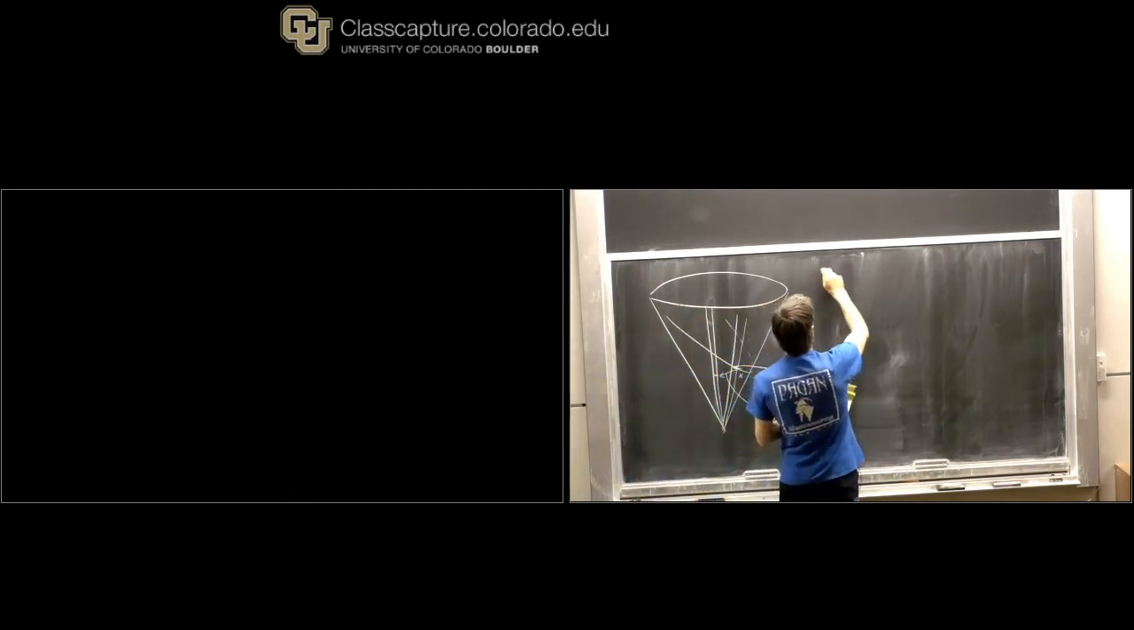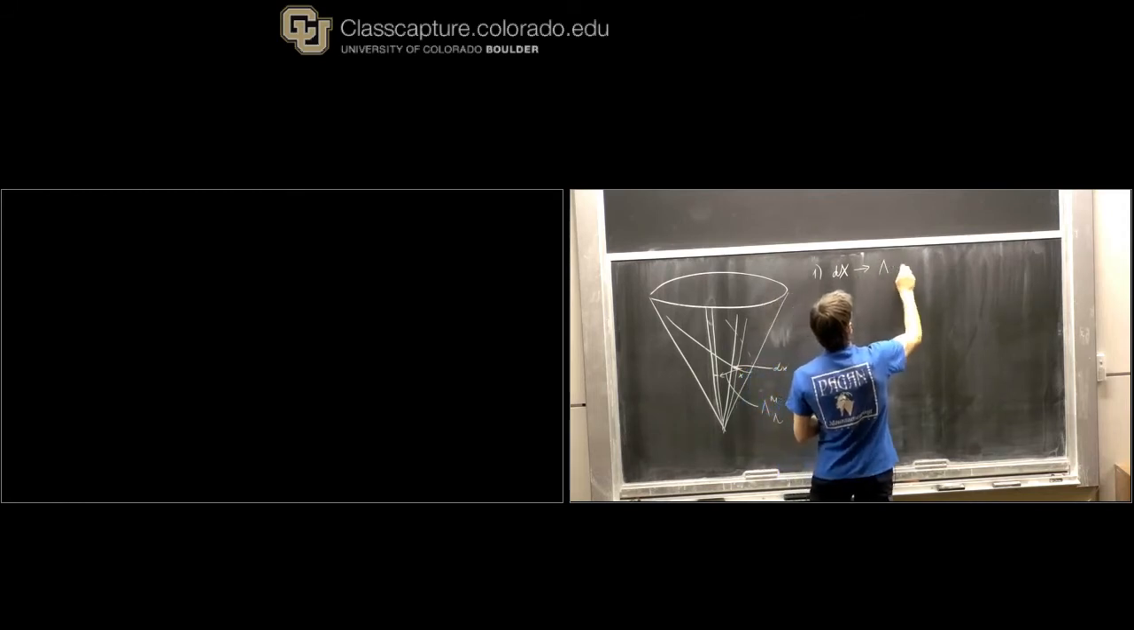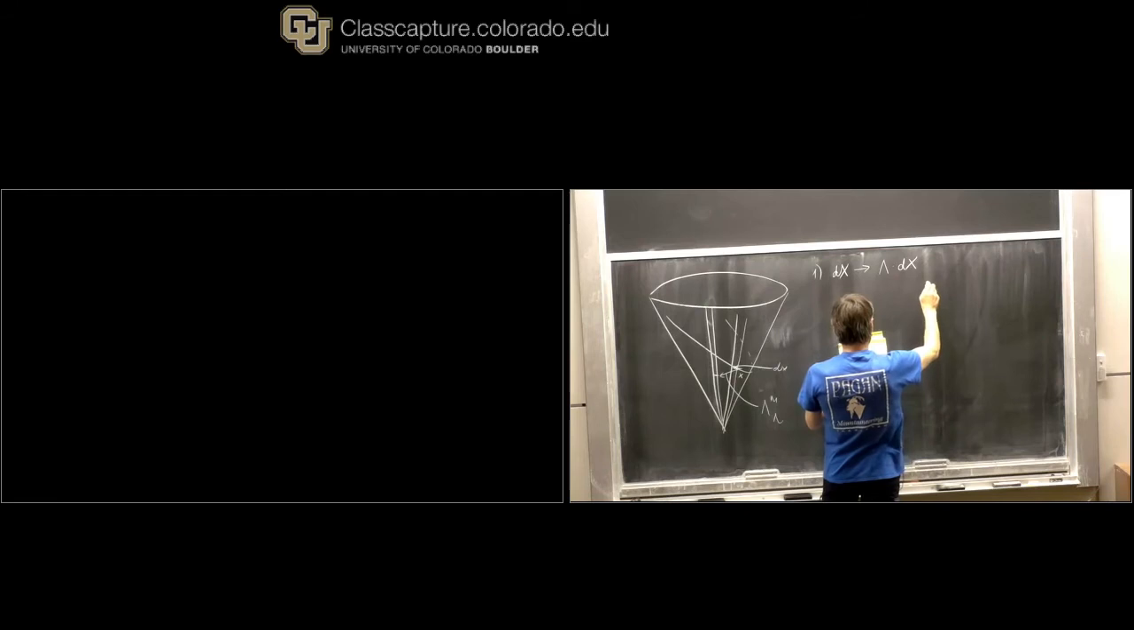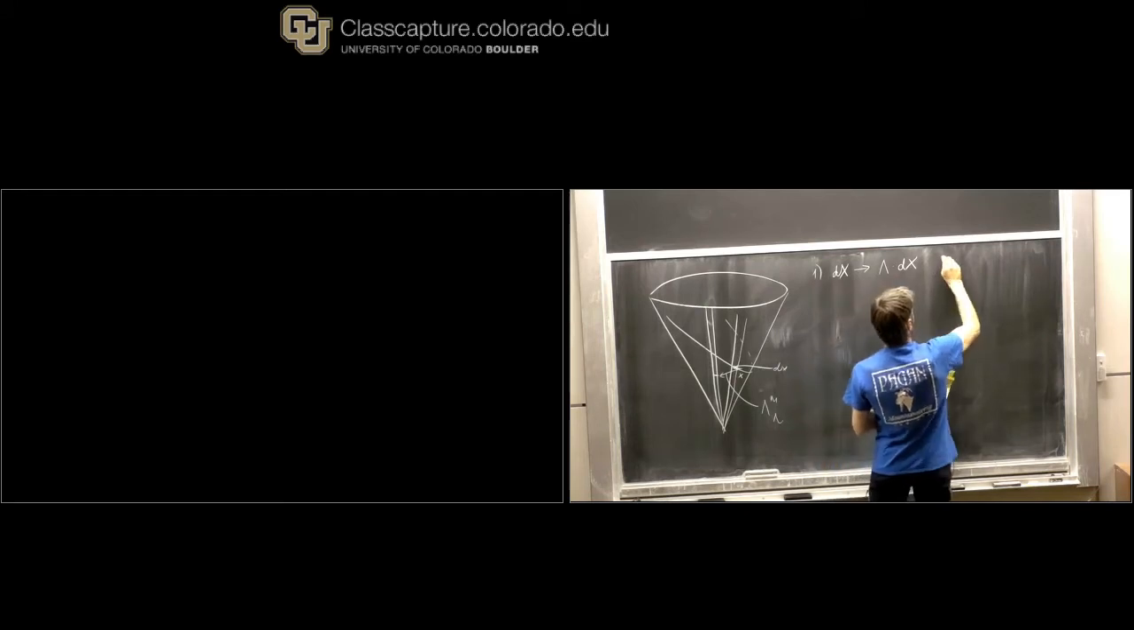But of course, the Lorentz transformation in this ambient space is an isometry. So in the first of the two steps of my transformation, where I go from one light ray to another light ray, the metric does not change. So the first step is that when I take dx and I map it to lambda dx, it is an isometry.